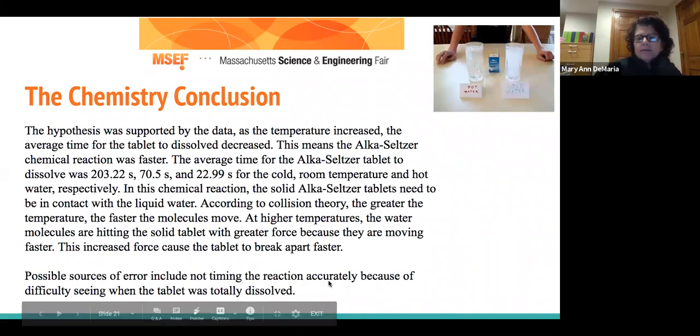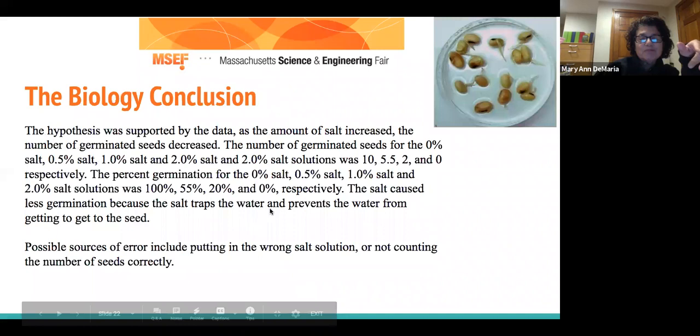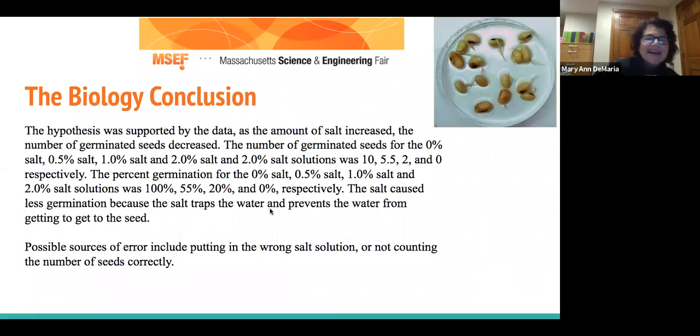Okay. The next one is exactly the same, only even more minimal. I don't know how to say that. So this was a conclusion directly off one of my students who did it this year, one of their lab report templates. So again, claim: the hypothesis was supported by the data. As the amount of salt increased, the number of germinated seeds decreased. The number of germinated seeds for the 0, blah, blah, blah, was 10, 5.5, 2, and 0 respectively. And then they give the percentages. The percent germination for blah, blah, blah was, and the same thing.